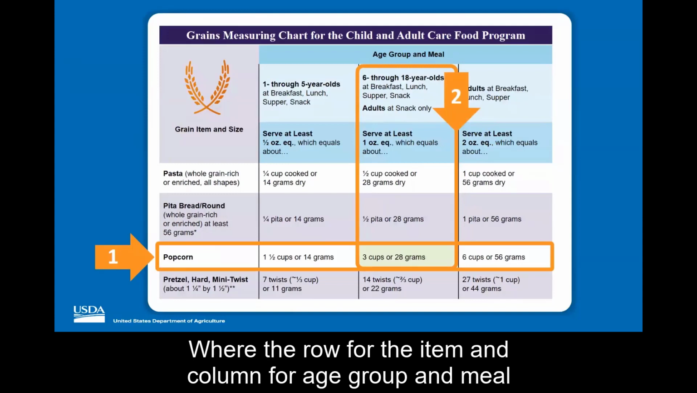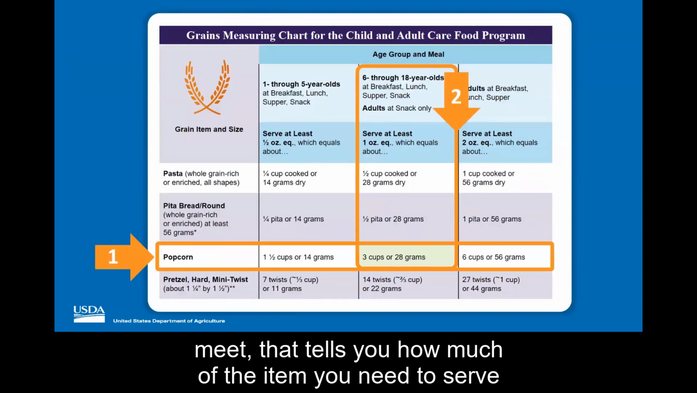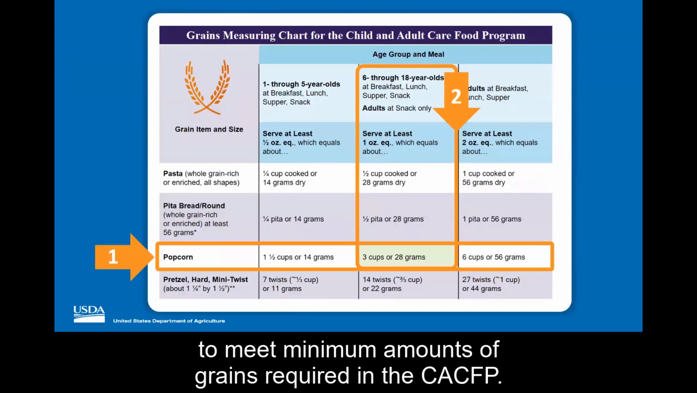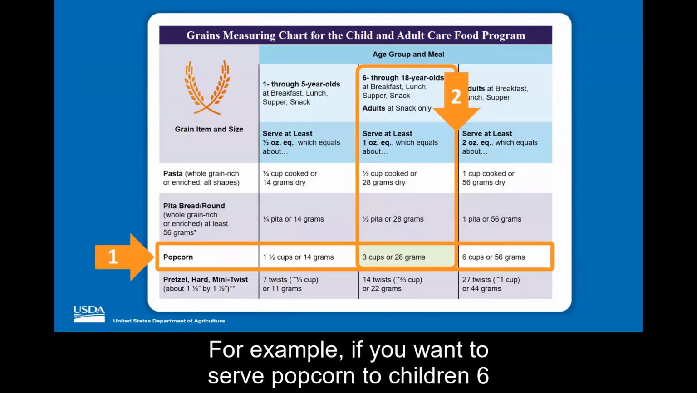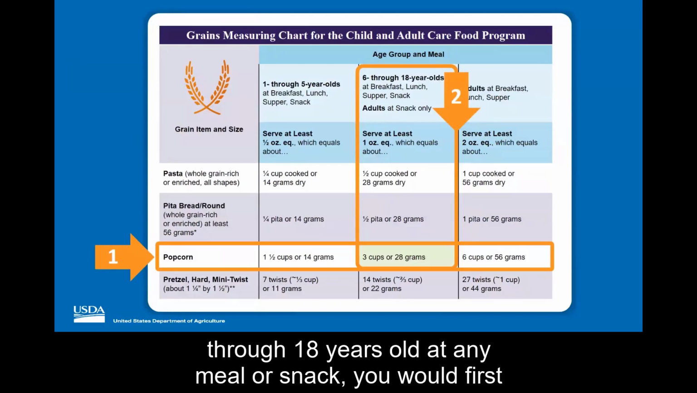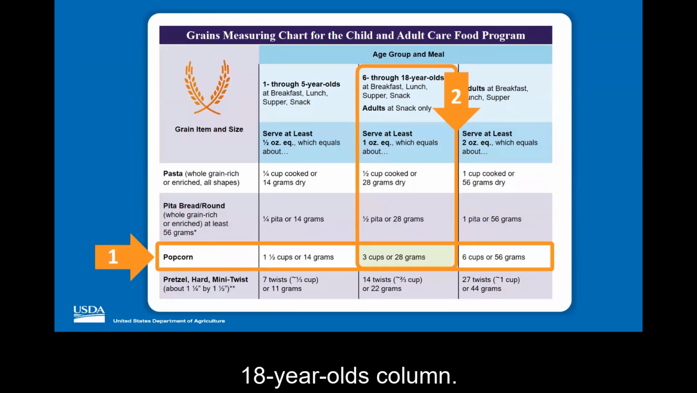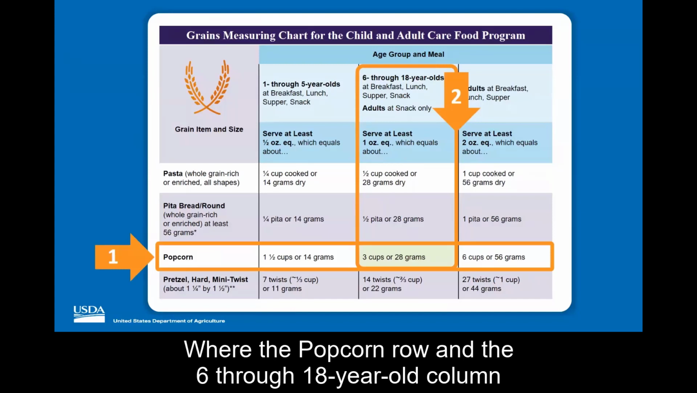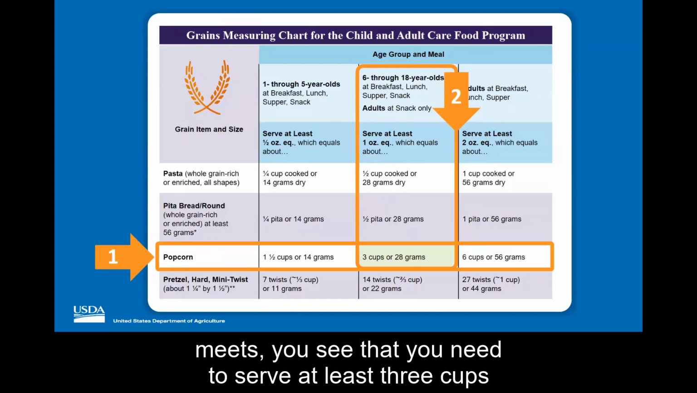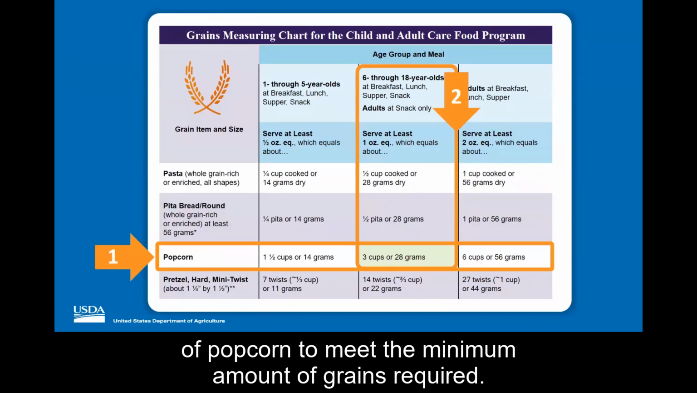Where the row for the item and column for age group and meal meet, that tells you how much of the item you need to serve to meet minimum amounts of grains required in the CACFP. So, for example, if you want to serve popcorn to children 6 through 18 years old at any meal or snack, you would first find the popcorn row, and then second, find the 6 through 18-year-olds column. Where the popcorn row and the 6 through 18-year-old column meet, you see that you need to serve at least 3 cups of popcorn to meet the minimum amount of grains required.